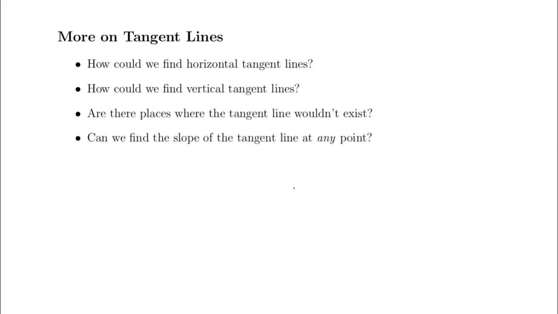Okay, so we can do a whole bunch of things. We can think more carefully about finding horizontal tangent lines. We can still say, oh, okay, slopes are going to be 0 on those. So we need to set y prime equal to 0. So that might be something that we could still do. We can find vertical tangent lines like we did in that first example. Were there places where the tangent line wouldn't exist? Or are we saying, can we find the slope of the tangent line at any point?